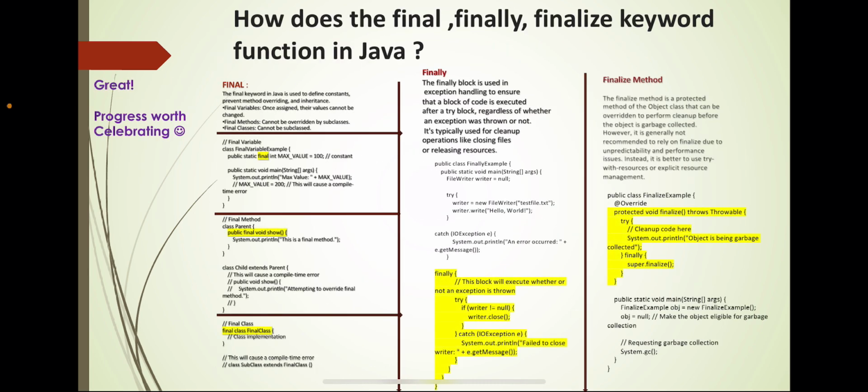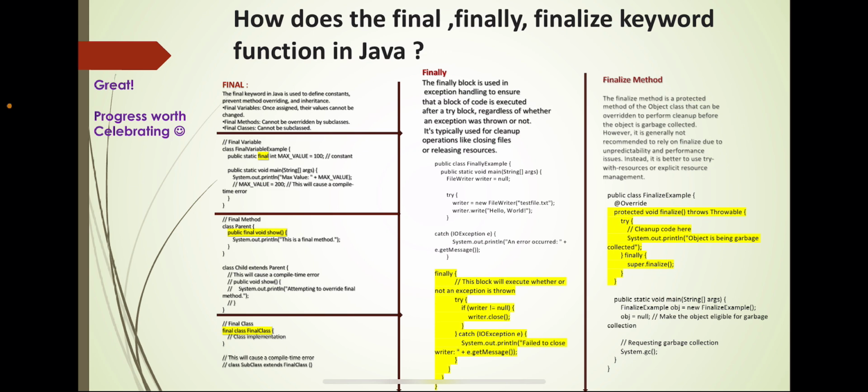The next one is a very common question. I encounter this question in most interviews, and it is a very simple one: final, finally, and finalize method. The final keyword in Java is used to define constants or to prevent method overriding and inheritance. So final can be used for variables, methods, and classes. Here you have a variable final int maxValue = 100, and then later if you try to edit the value of maxValue to 200, this will cause a compile time error.